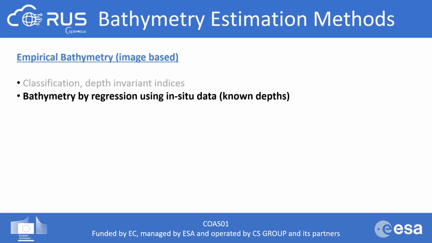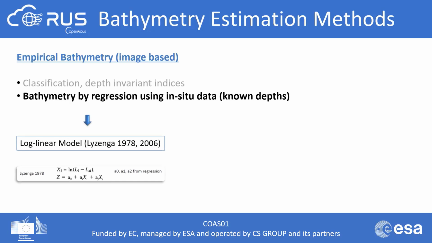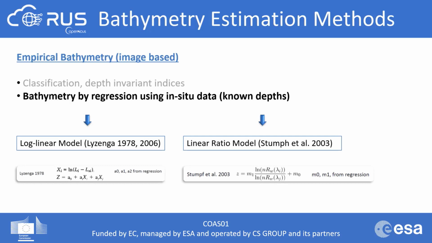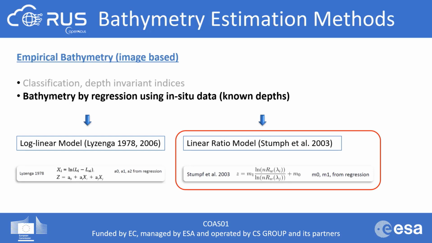There are two potential models for this one: the log-linear model by Lyzenga and the linear ratio model by Stumpf. In our case, we will use the Stumpf one. Don't worry about the equation you see here, we will explain each parameter of it a bit later.